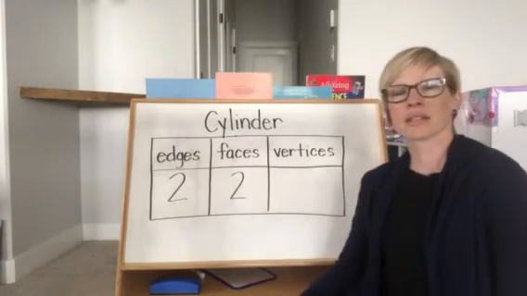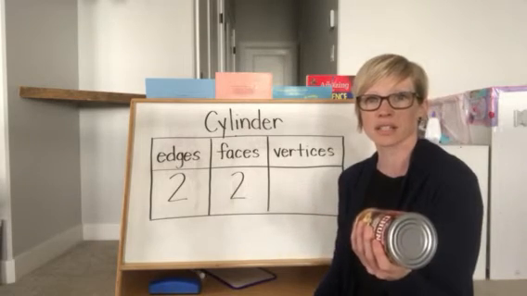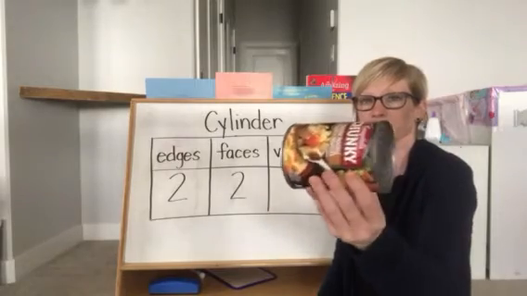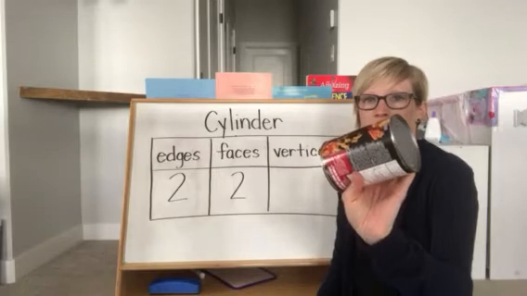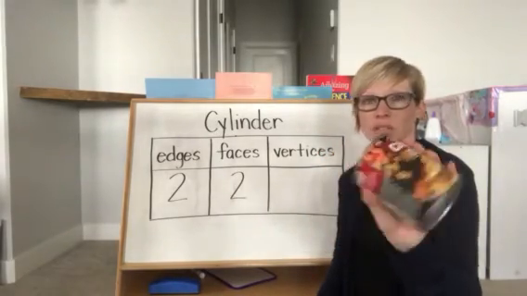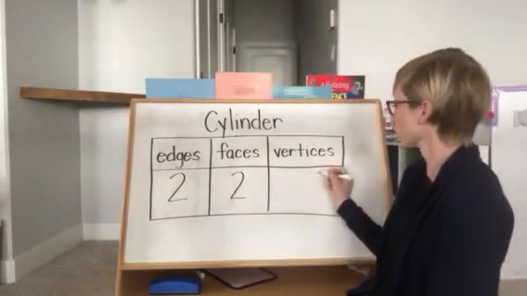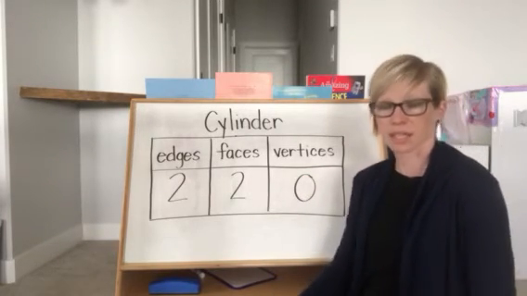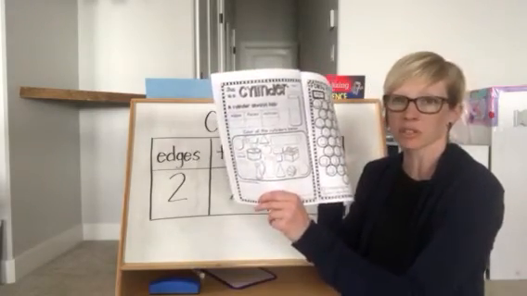Okay, and last thing they want to know for a cylinder is how many vertices it has. So how many points or corners do you see on this shape, or on the shape you have in front of you? If you are saying 0, you are absolutely correct, because there are no points, there are no vertices on a cylinder. Okay, so 0. And now, same as yesterday, they want you to color, it says, but I'm fine with circling.